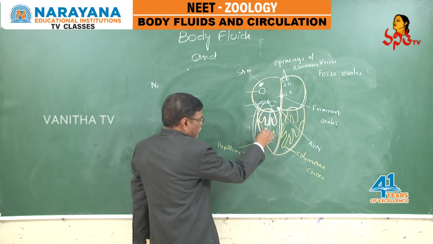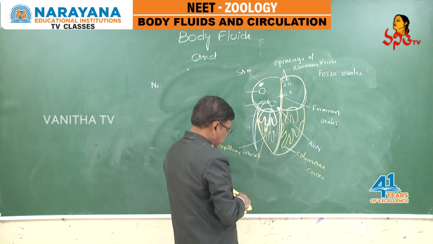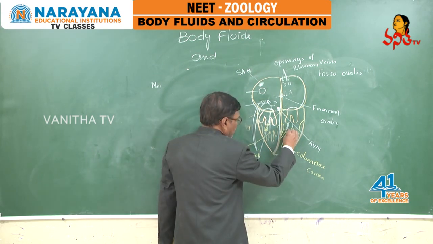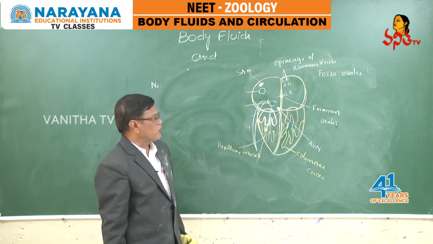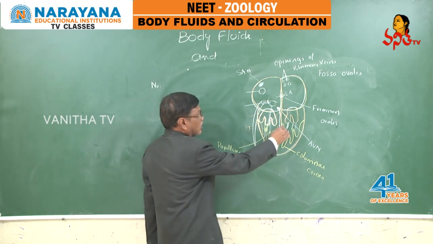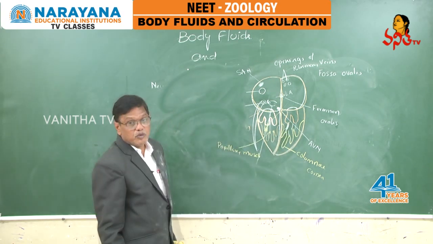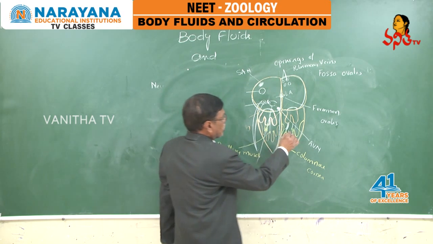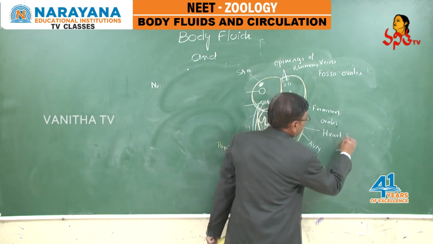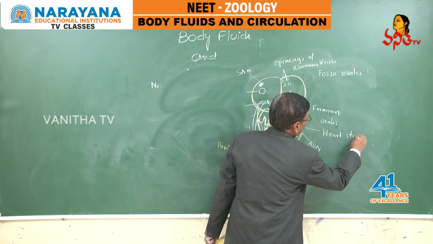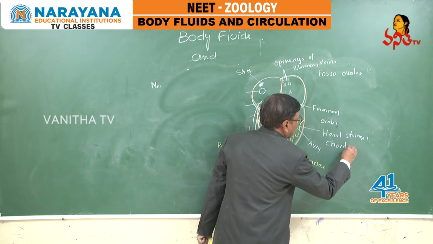These papillary muscles are connected to the tricuspid and bicuspid valves. These papillary muscles and flaps of the tricuspid and bicuspid valves are connected by means of what? Some collagen fibers, which are called heartstrings or chordae tendineae.